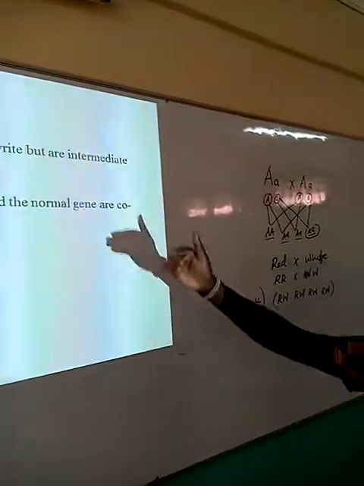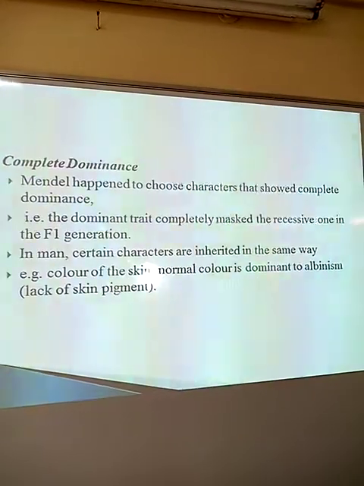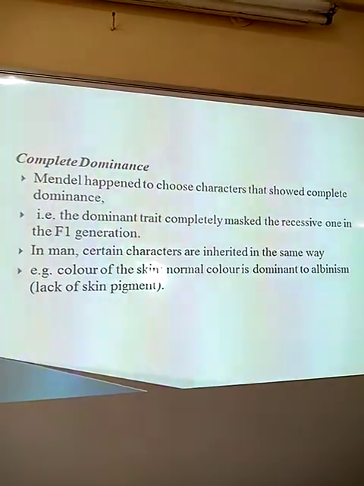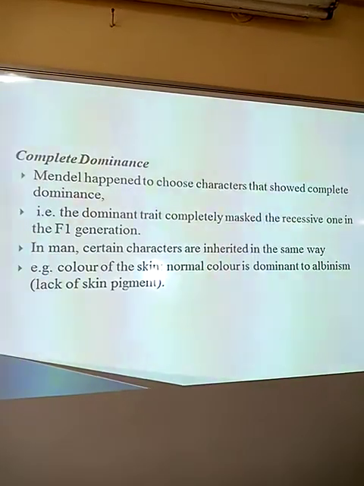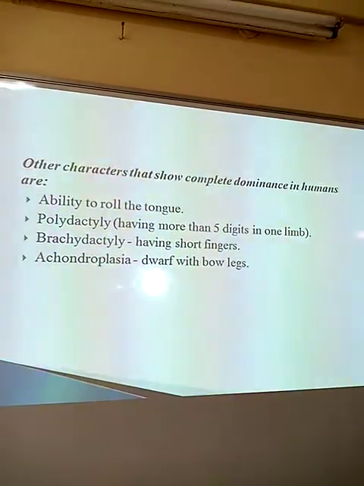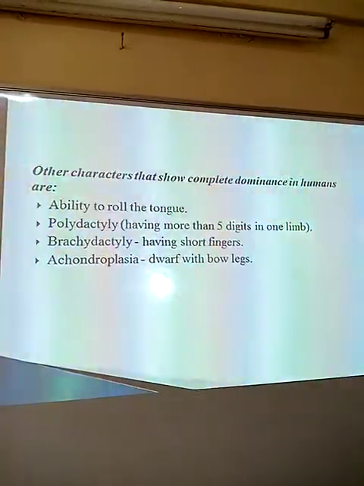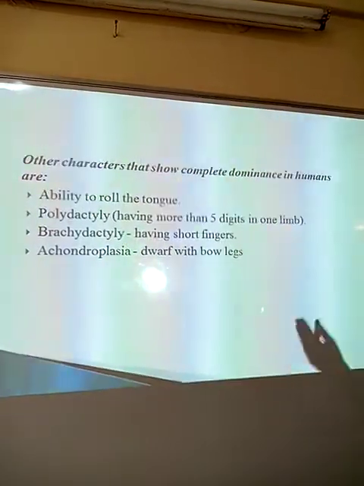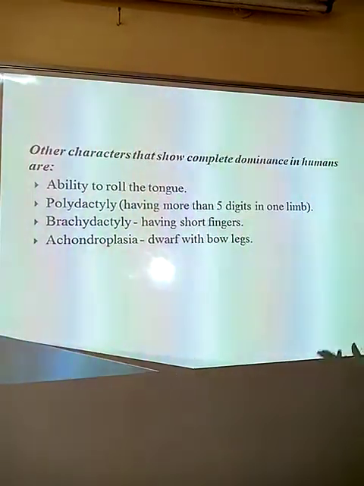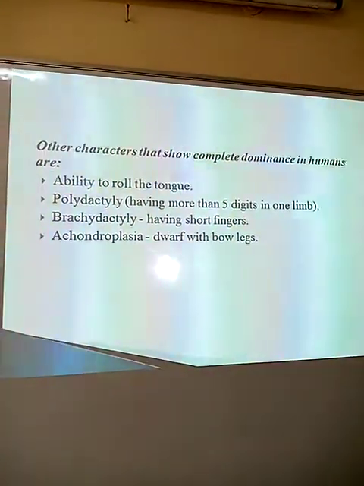Now we have seen the terms that we use here, the use of symbols, where we use different letters. Then we have also seen complete dominance, where one gene completely expresses itself over the other, which is recessive. Then we have seen other characteristics in individuals, like tongue rolling. If you are a tongue roller, then you are dominant. Having normal fingers, which are five digits, is dominant, but having the sixth one makes that person recessive.